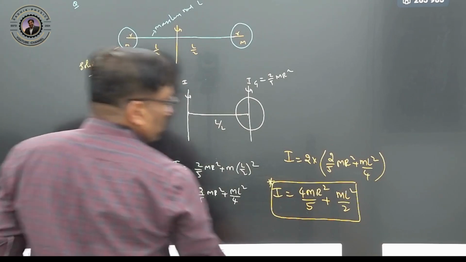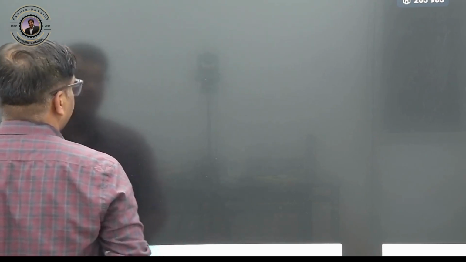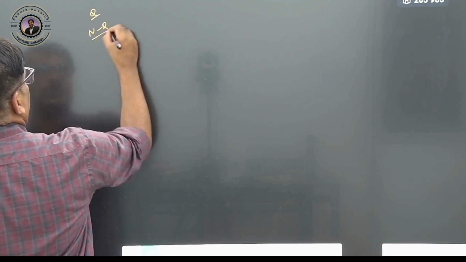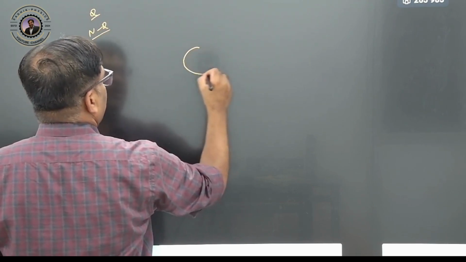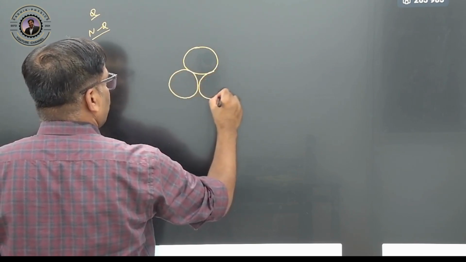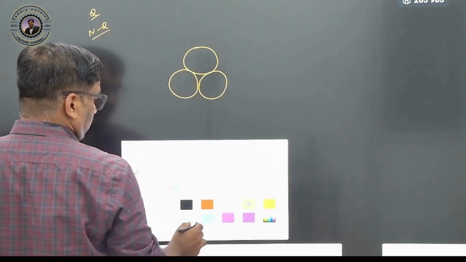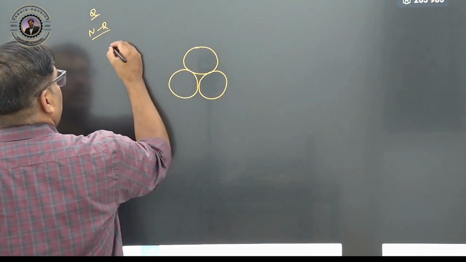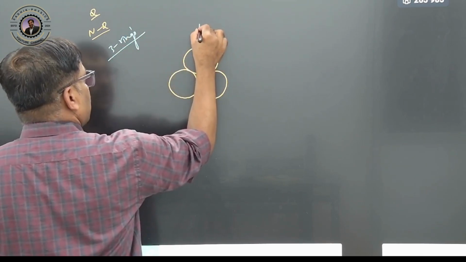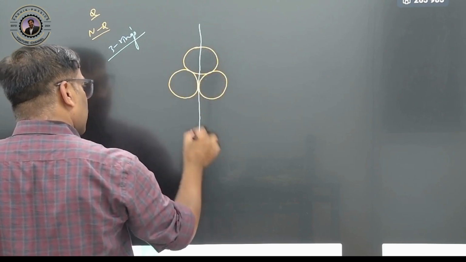Let us see some more combinations. Now we'll see one NEET question. Here there is one ring, and this is one more ring, and this is one more ring. These are three rings of mass m and radius r. So we want to rotate along this axis.